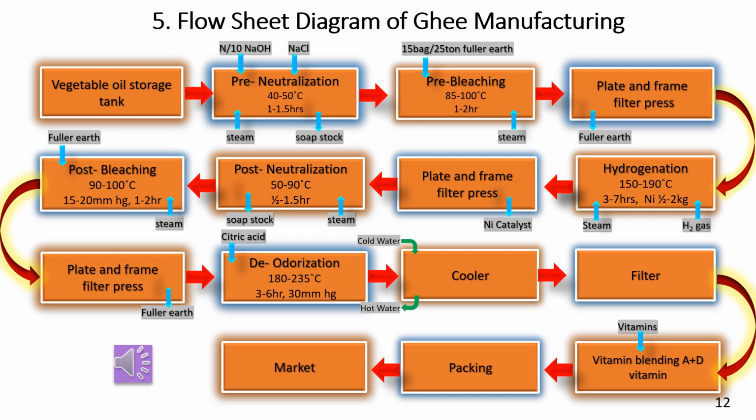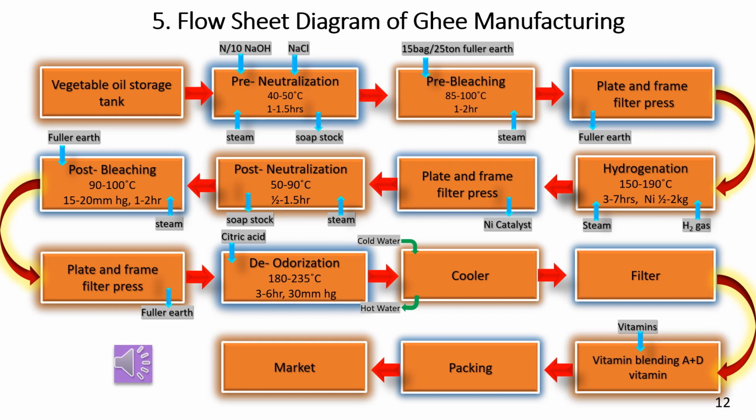Then we move to the post bleaching chamber. Here we provide the fuller earth to our sample. It will take about 90 to 100 degrees centigrade of temperature and a pressure of about 15 to 20 millimeter of mercury. This process will take about 1 to 2 hours. We will provide steam to our sample. Then we move towards the plate and frame filter press. Here we remove the fuller earth.